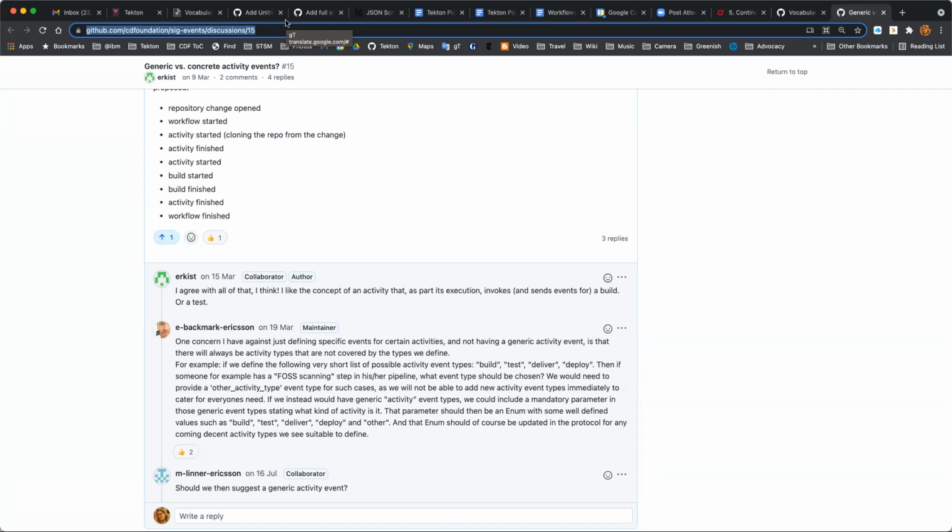But if we see that, well, a build activity should always have this additional parameter just because it is a build activity, then that makes sense to have it as a specific event type as well. But I think it would be good to see that all of these specific activities are somehow children of a generic activity.